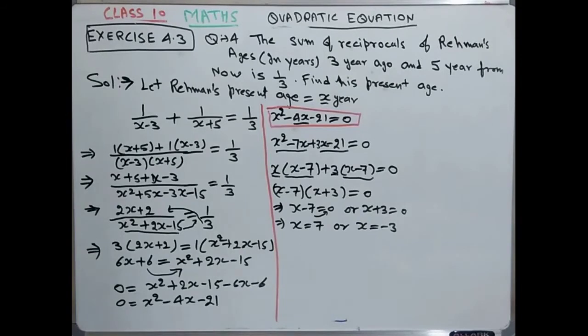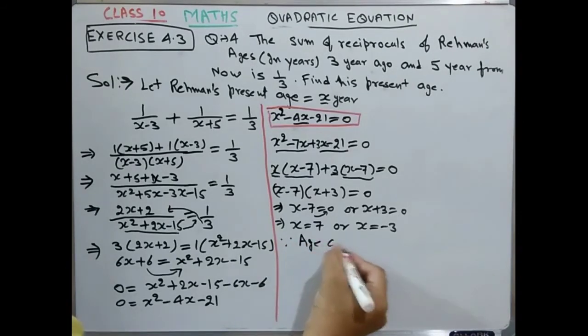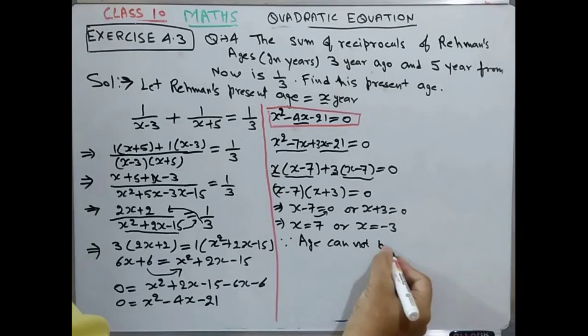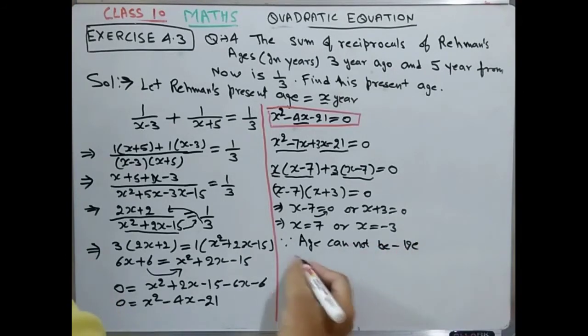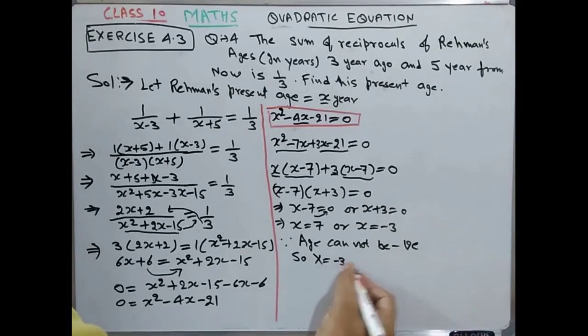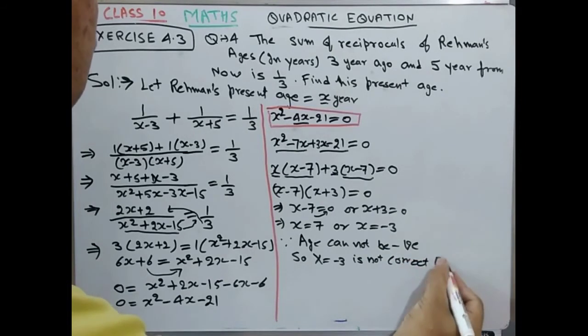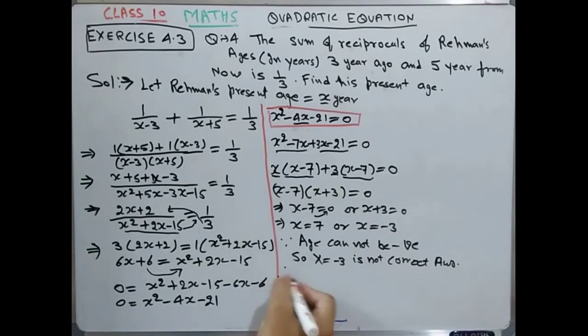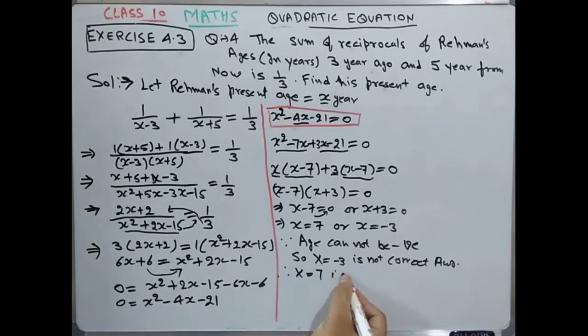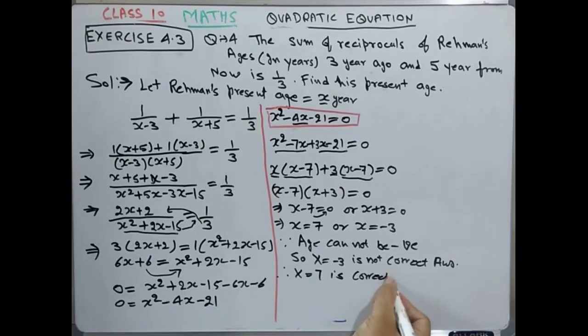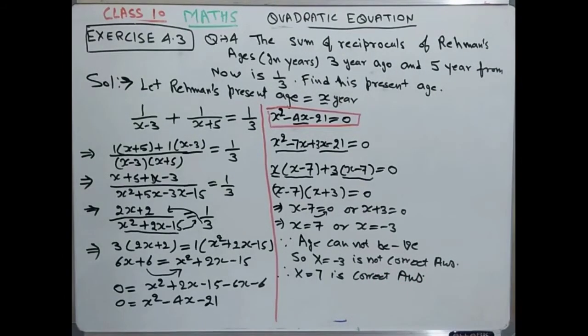Now what is this x? Actually this x is an age. Age cannot be negative, so I cannot take this minus 3. So I will write, because age cannot be negative, x is equal to minus 3 is not the correct answer. So then what is the correct answer? Therefore x is equal to 7 is the correct answer. So the value of x is 7. This is the correct answer.